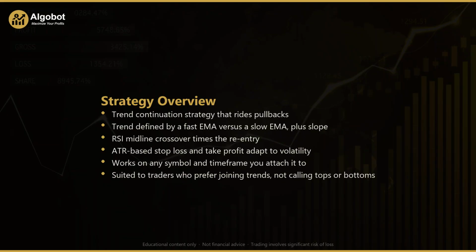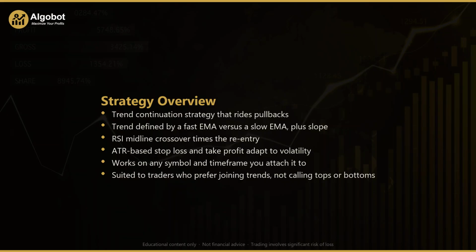Let's start with the big picture. Momentum Glide Pullback belongs to a family of strategies known as trend continuation or pullback riders. Instead of trying to catch a reversal at the very top or bottom of a move, this approach waits for a trend that is already underway, then looks to enter on a temporary dip inside that trend. The idea is to buy strength during an uptrend after a brief cooling off, and to do the mirror image during a downtrend. The strategy leans on two well-known building blocks.